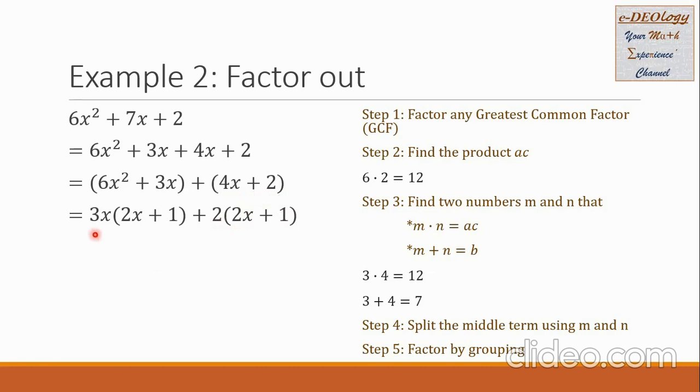Now, we have two big groups here, and there is a common factor in these two big groups. And the common factor is that binomial 2x plus 1. There is also 2x plus 1 here. So we're going to factor out the 2x plus 1. It is now in here. And for the second factor, it is simply the remaining terms for each of the big groups. So the 3x is copied here, and then plus the 2. So our factors, 2x plus 1 times the 3x plus 2.